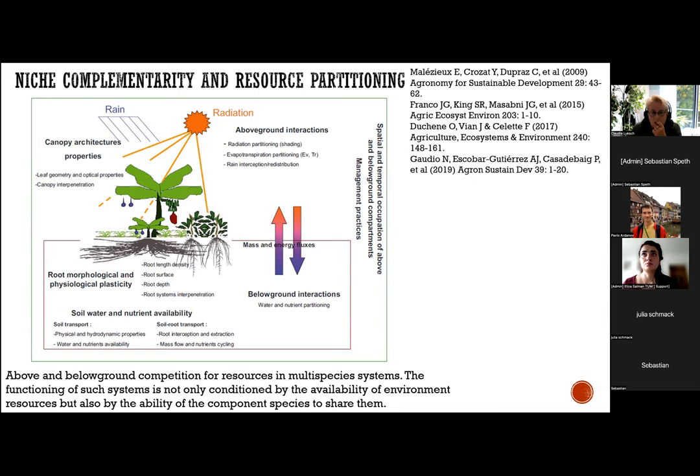So moving to processes which explain better performance and higher productivity of polyculture. The first one is called niche complementarity or функційне взаємодоповнення. It means that plants of different species often use different resources, or if they use the same resources, they use them at different time or at a different spatial layer. Let's say they have a different height of their crowns or different depths of their root systems.